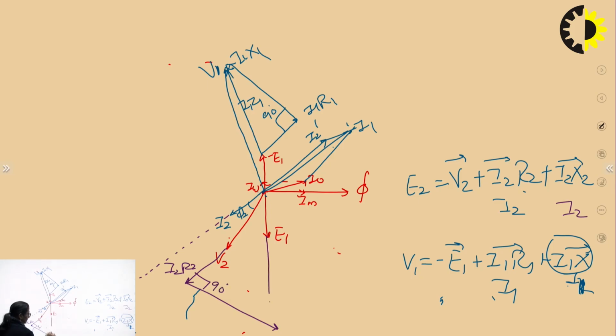And what is this net? This is E2, right? So, this is the complete phasor diagram of the transformer for a lagging load or inductive load, right? Similarly, moving on, if at all I say we want to have the phasor diagram of the transformer for a capacitive load.